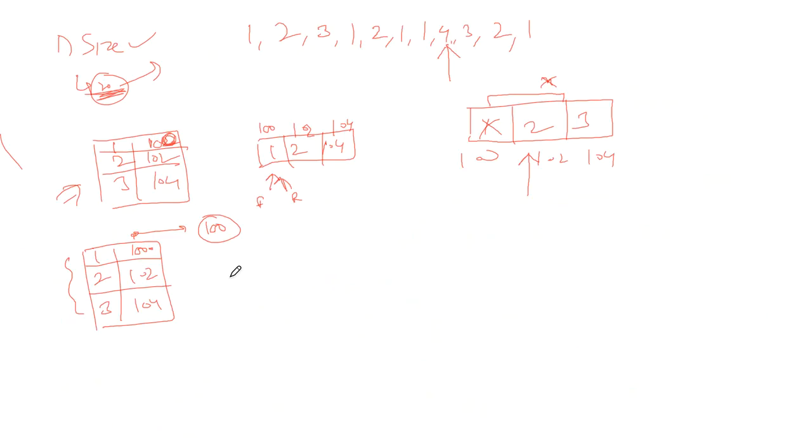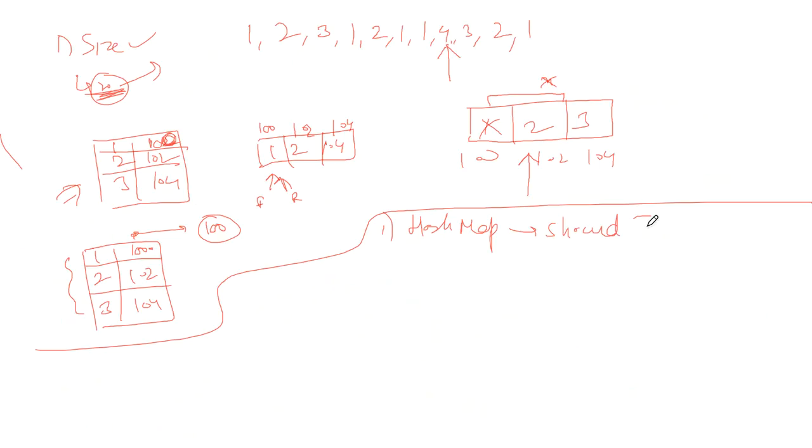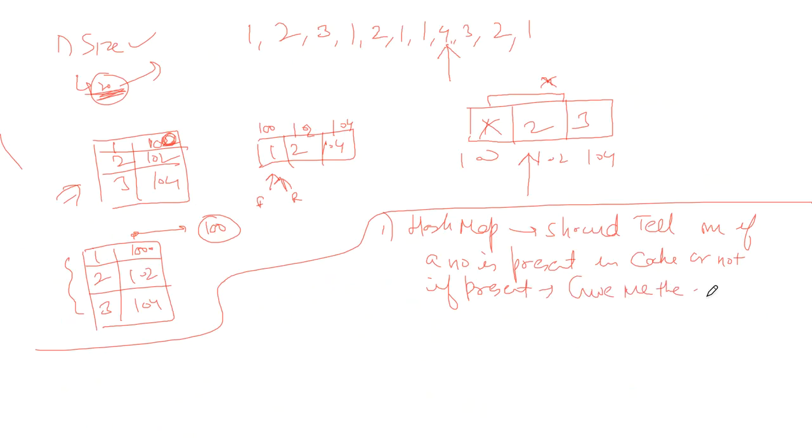So you should separate out the responsibilities very precisely. First of all, the hash map should tell me if a number is present in cache or not. If present, give me the address. Right? This is what we are telling, right, guys?